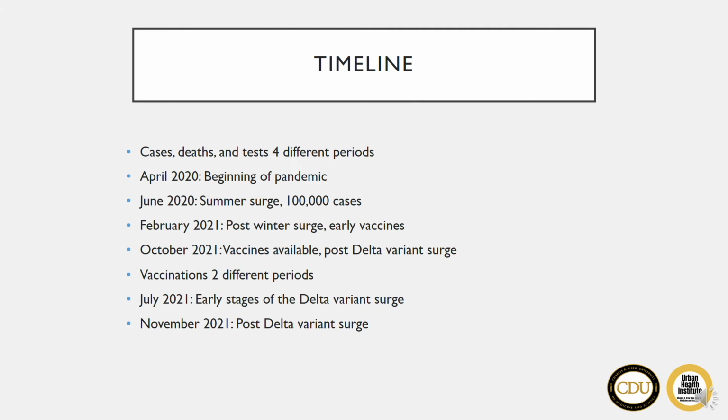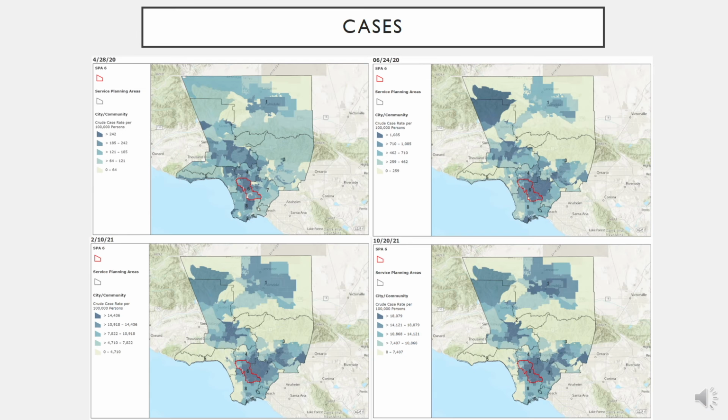We'll be looking at fully vaccinated rates for the population 12 and over at 2 different periods. July 2021, the early stages of the Delta variant surge, and November 2021, after the Delta variant surge. Taking a look at case rates, we could see in April of 2020 there's no discernible pattern.